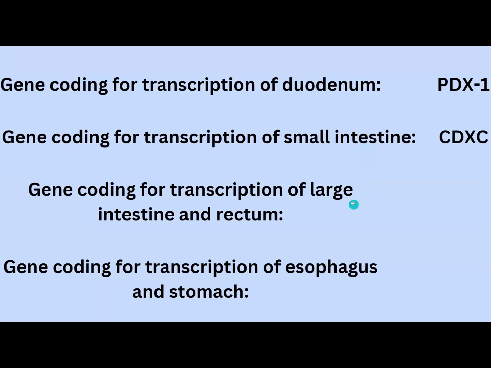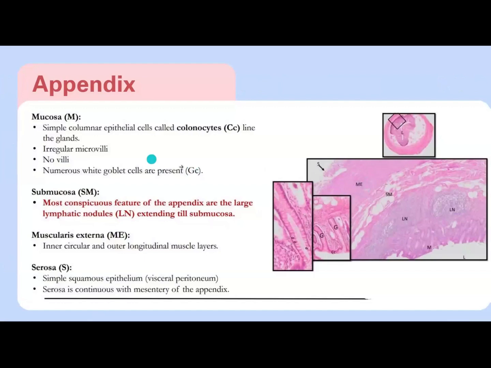What is the gene encoding for the large intestine and the rectum? CDXA. Okay, so look at large and look at small. The A in large is before the A in small. So that's how you know that for the large intestine, it's CDXA, and the small is CDXC. What about the gene for the esophagus and stomach? SOX2, exactly. Okay, so let's go into the histology now.